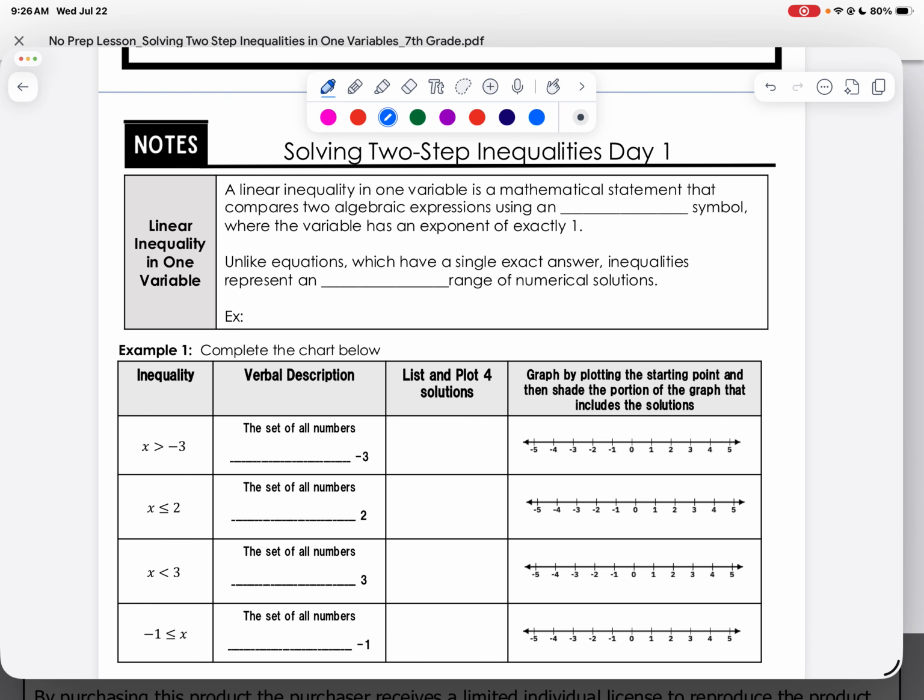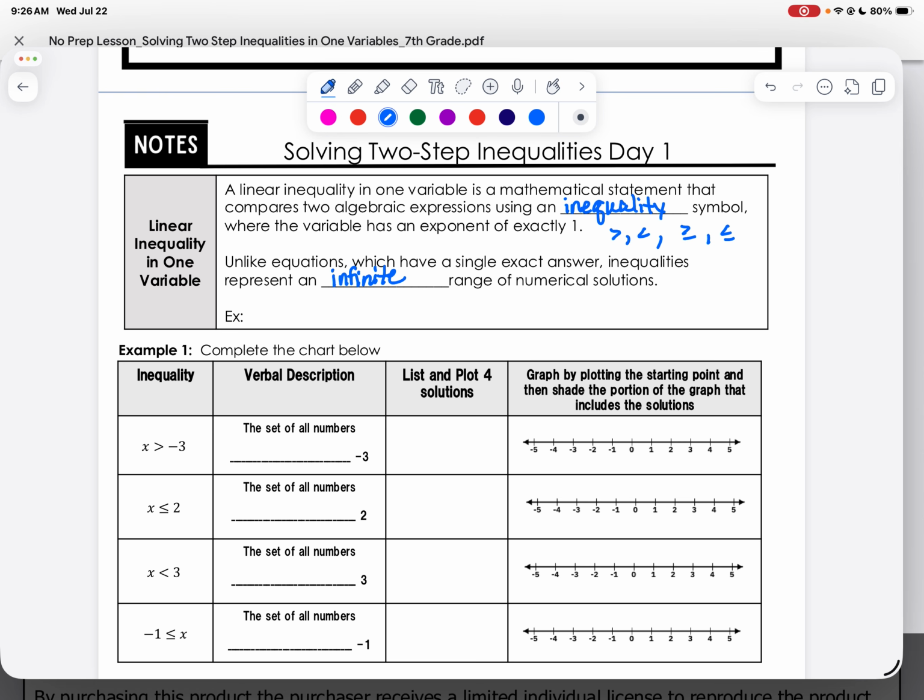A linear inequality in one variable is a mathematical statement that compares two algebraic expressions using an inequality symbol. Now, what I mean by inequality symbol is either greater than, less than, greater than or equal to, less than or equal to.